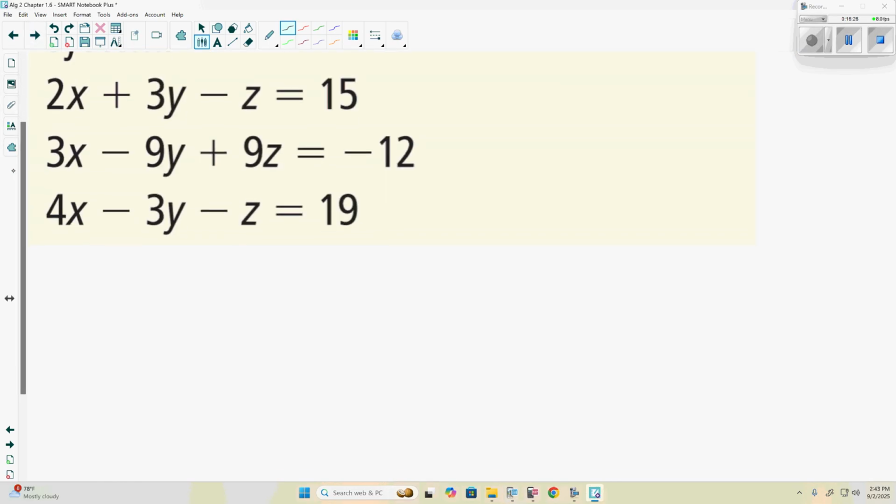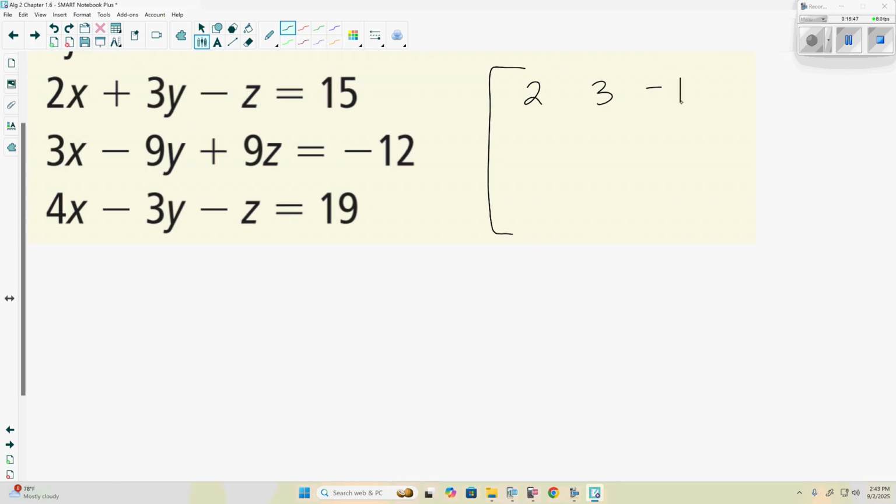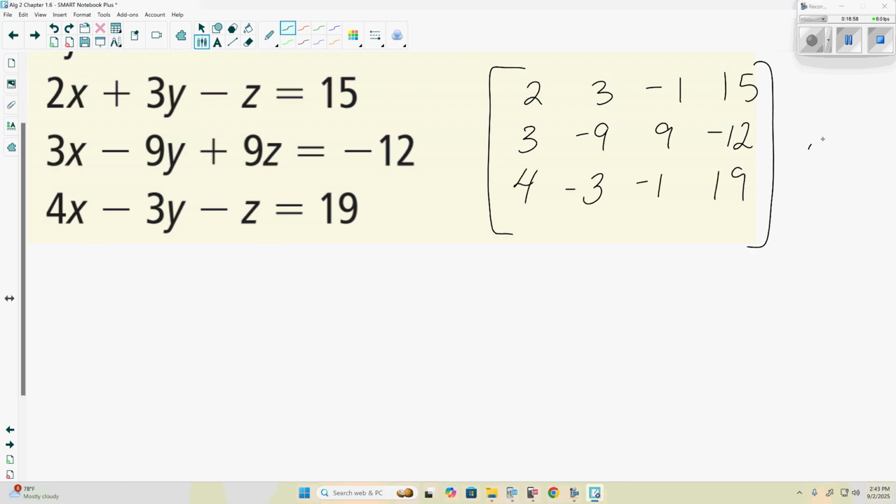First steps. So we would write the augmented matrix. I would make sure that the equations are in the form x, y, z. And as we see here, x, y, z, x, y, z, x, y, z, all three are in x, y, z form, yes? So what would our first row be? -1, 15. Second one would be 3, -9, 9, -12. And the last one, 4, -3, -1, 19. And it is still a 3 by 4, yes? Okay.